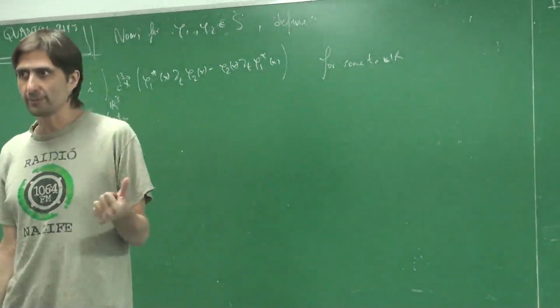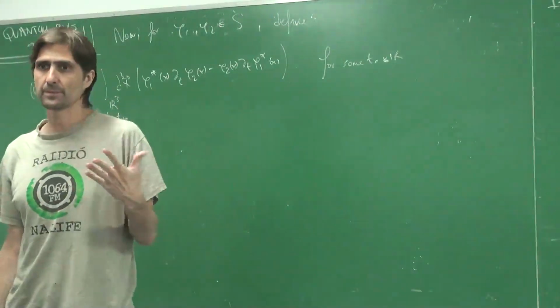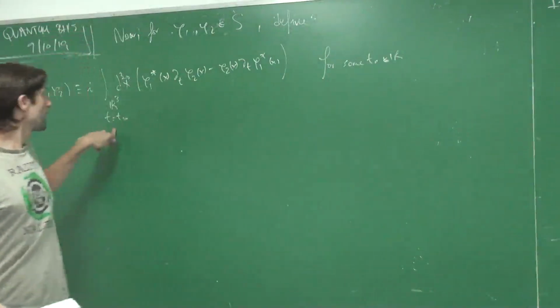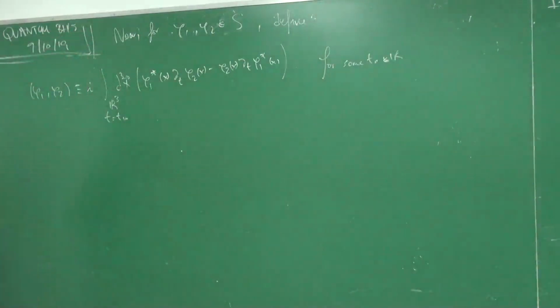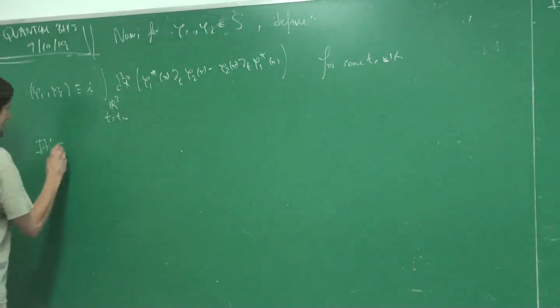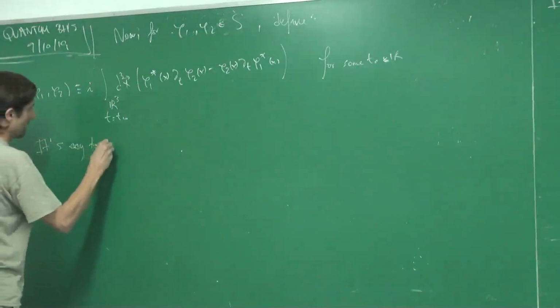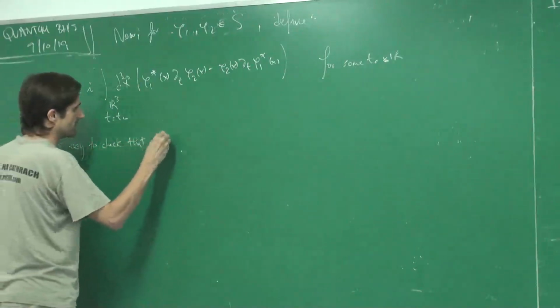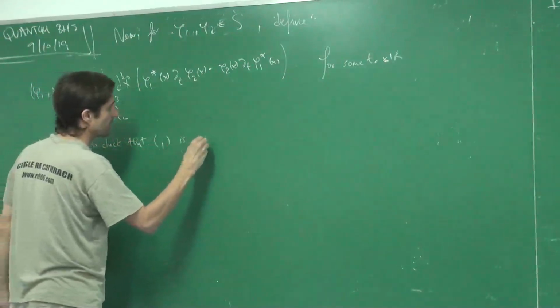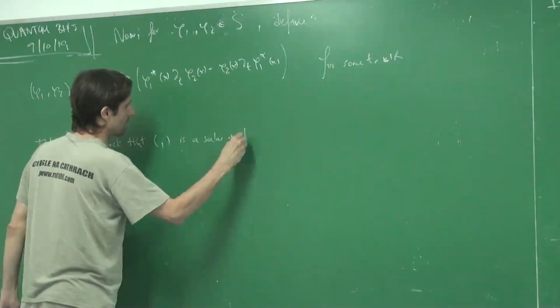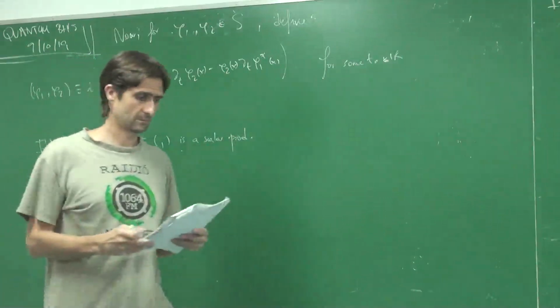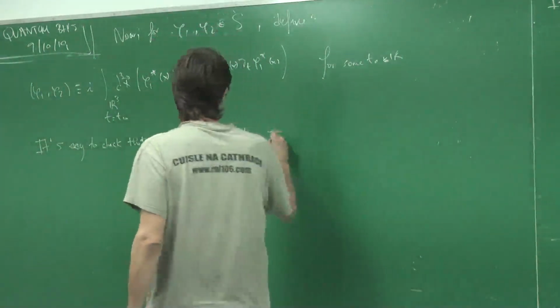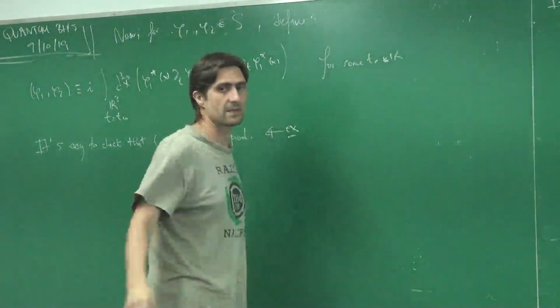There's a choice of frame, T, coordinate frame, and a particular value t0 of that time. So it's easy to check that this is a scalar product. So you can try this as an exercise.